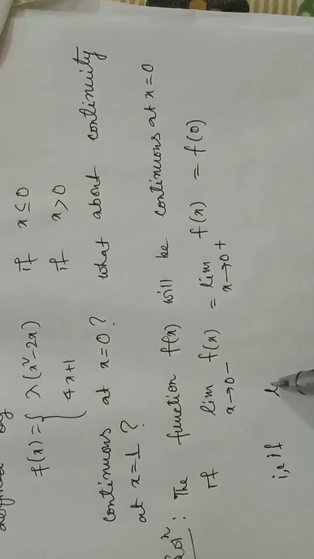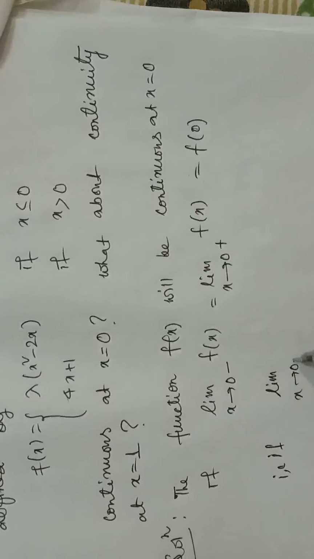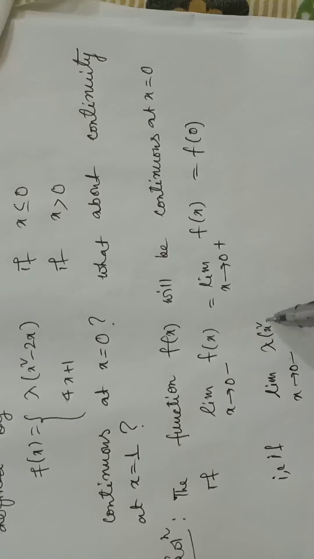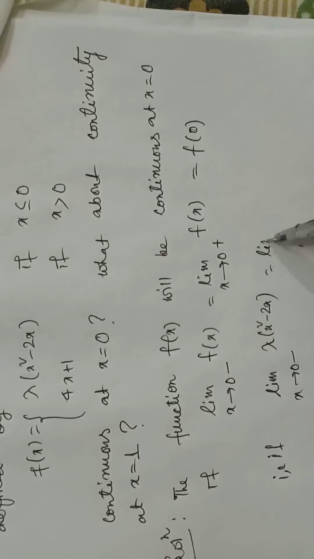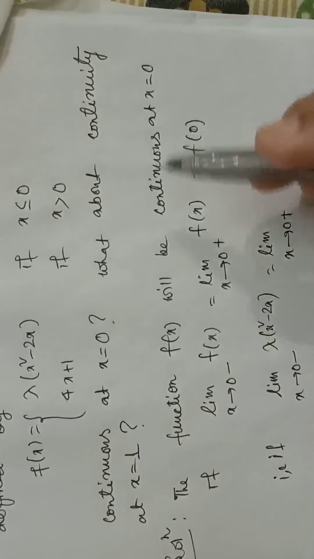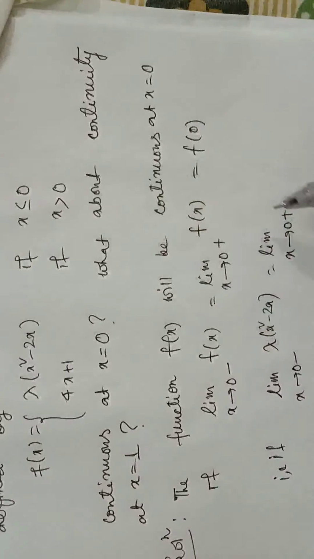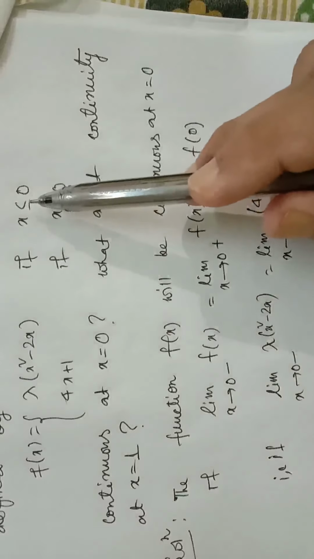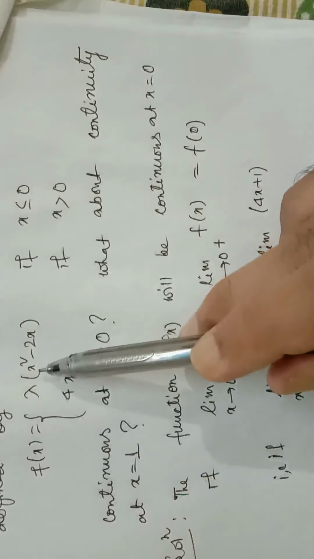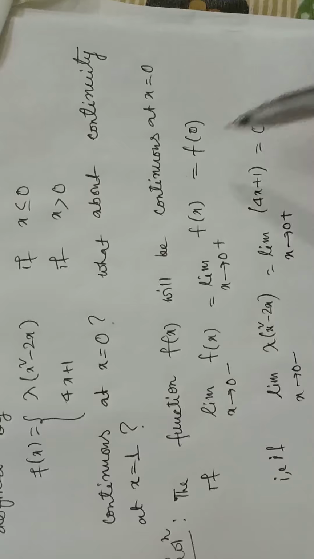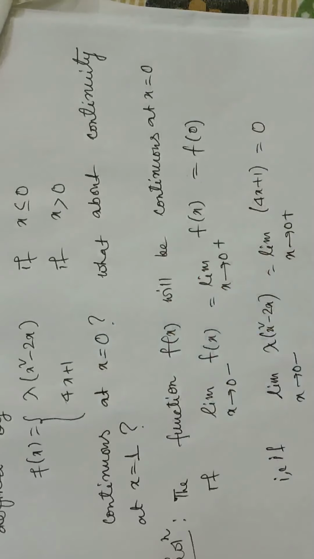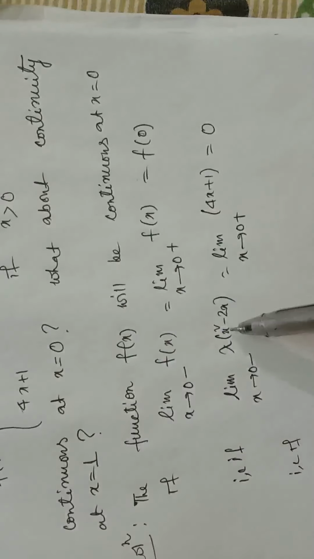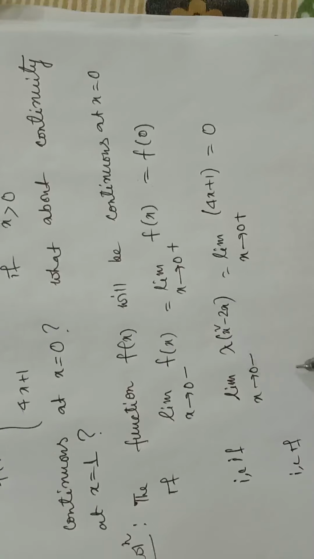That is, limit x tends to 0 minus, x is less than 0, f(x) equals lambda into x square minus 2x. Limit x tends to 0 plus means x is more than 0, f(x) will be 4x plus 1. And f of 0, x equal to 0 is here, so f of 0 will be lambda into 0 minus 0, which is 0. If we put x equal to 0, its value will be 0.